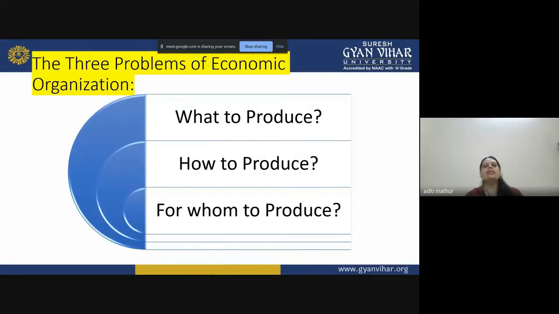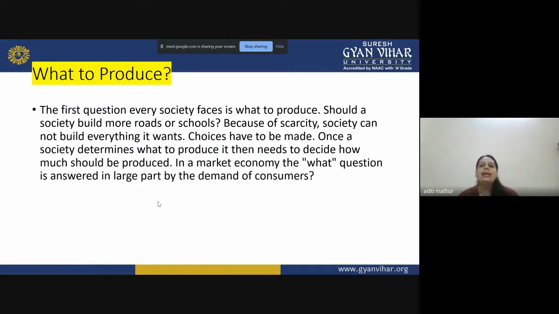So now let us discuss the three basic economic problems which every organization faces: what to produce, how to produce, and for whom to produce. Right? So they are actually a part of which theory? They are part of your welfare theory. In our previous video, we have discussed it. So now let us understand in detail what to produce.